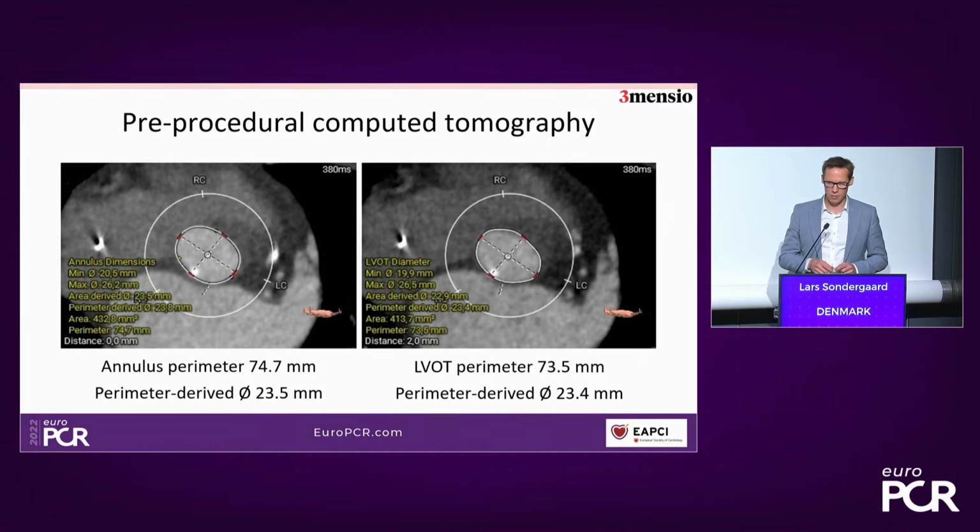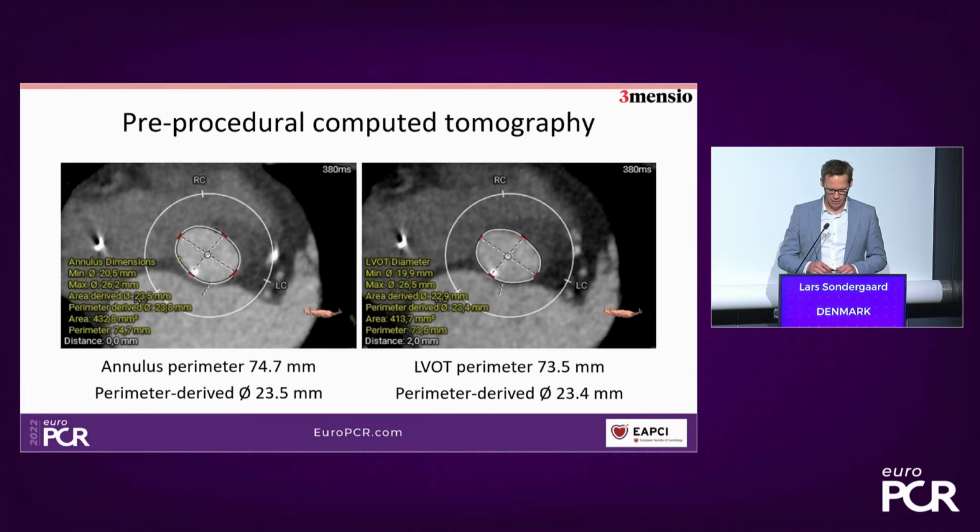Tremensio are one of the systems that provide that. They provide a very easy workflow. It's a semi-automated system and gives you images and information like this. So this particular patient has an annulus perimeter of 74.7 or an area of 432. There's a little bit of calcium that you can see there. I think it's always very interesting to know where the calcium is.